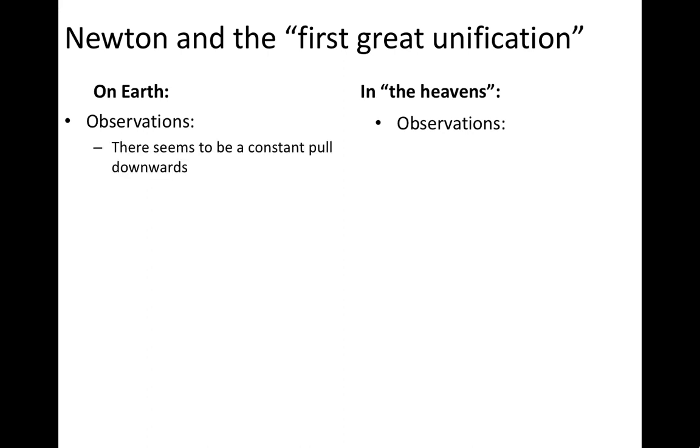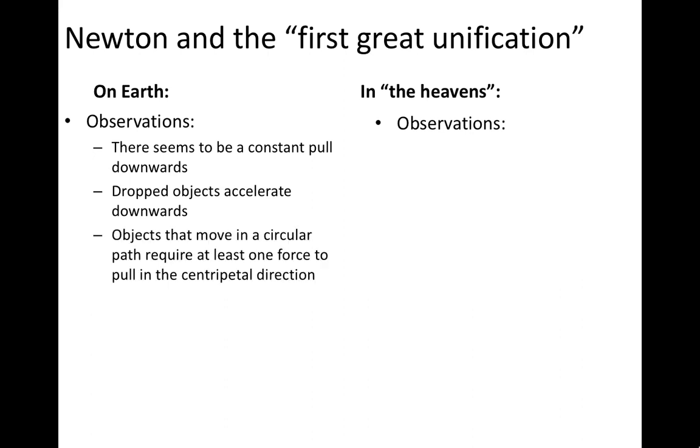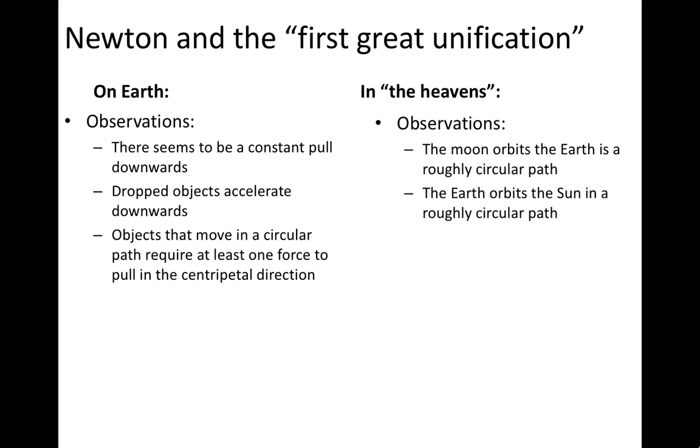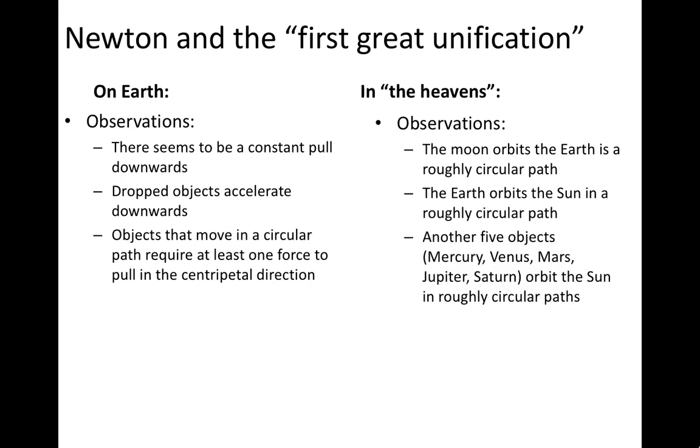of at the time. He knew that on Earth there seems to be some force that pulls downwards, causes dropped objects to accelerate downwards, and he knew that objects moving in a circular path required a force pulling in the centripetal direction to cause that circular motion. In the heavens outside of Earth, he would have been aware that the moon orbits the Earth in a roughly circular path, the Earth is orbiting the sun in a roughly circular path, and that there are some other objects that also orbit the sun in roughly circular paths.